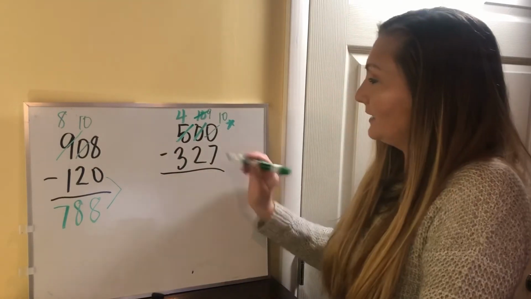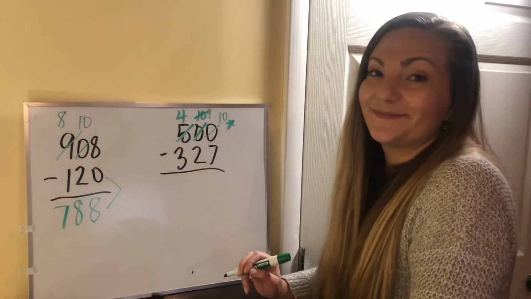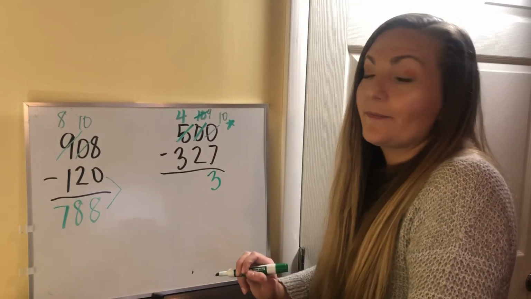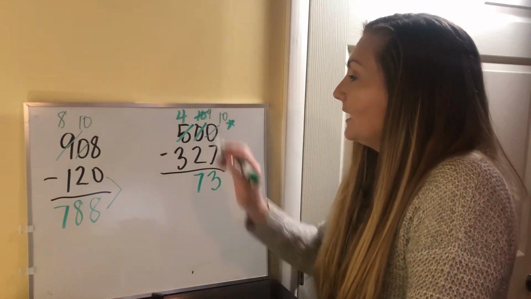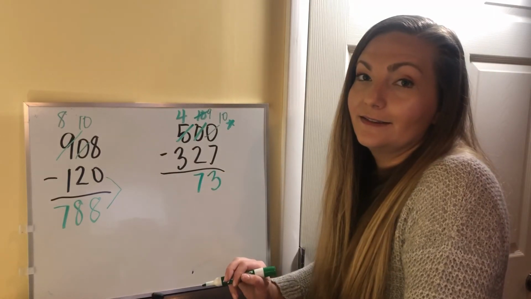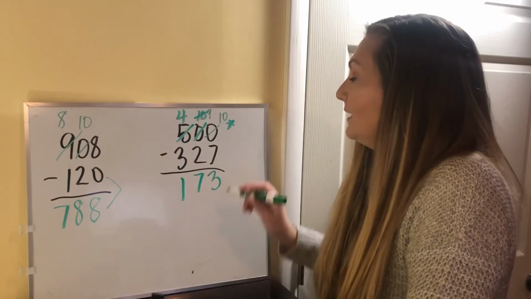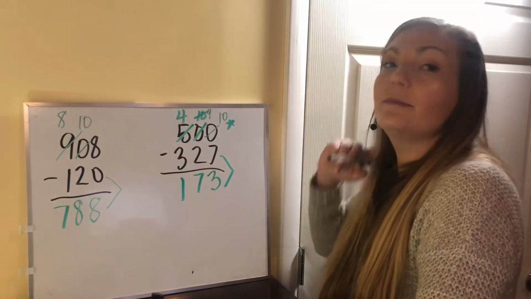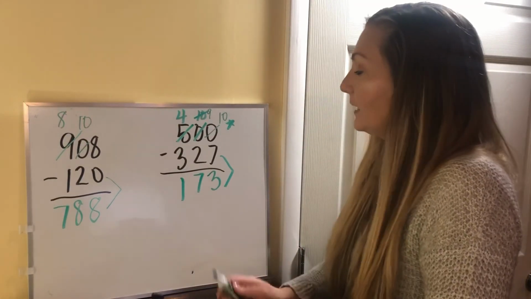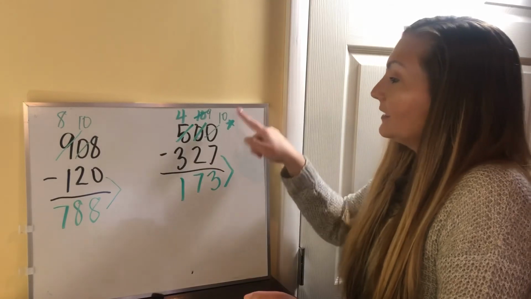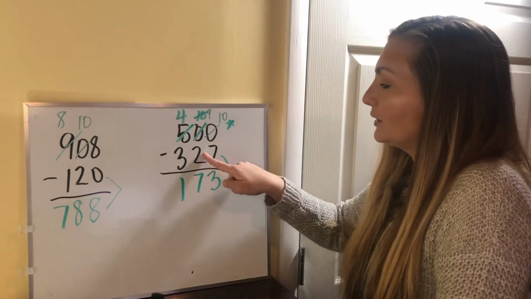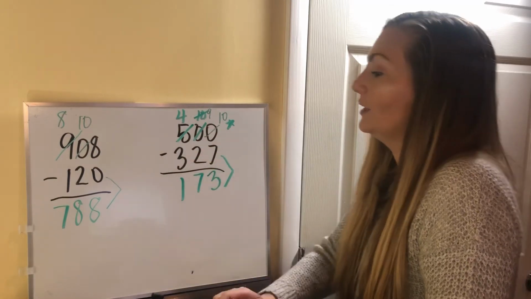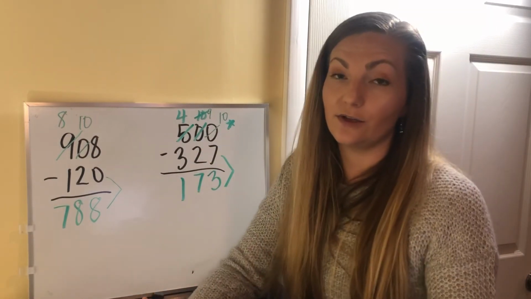Now 10 take away 7 is 3. 9 take away 2 is 7. And 4 take away 3 is 1. Like I said, we can add these two to see if we get the total. And I'm going to do it in my head because I don't have a lot of space. 3 plus 7 is 10. 7 plus 2 is 9. 1 plus 3 is 4. So I feel pretty good that my answers are correct.